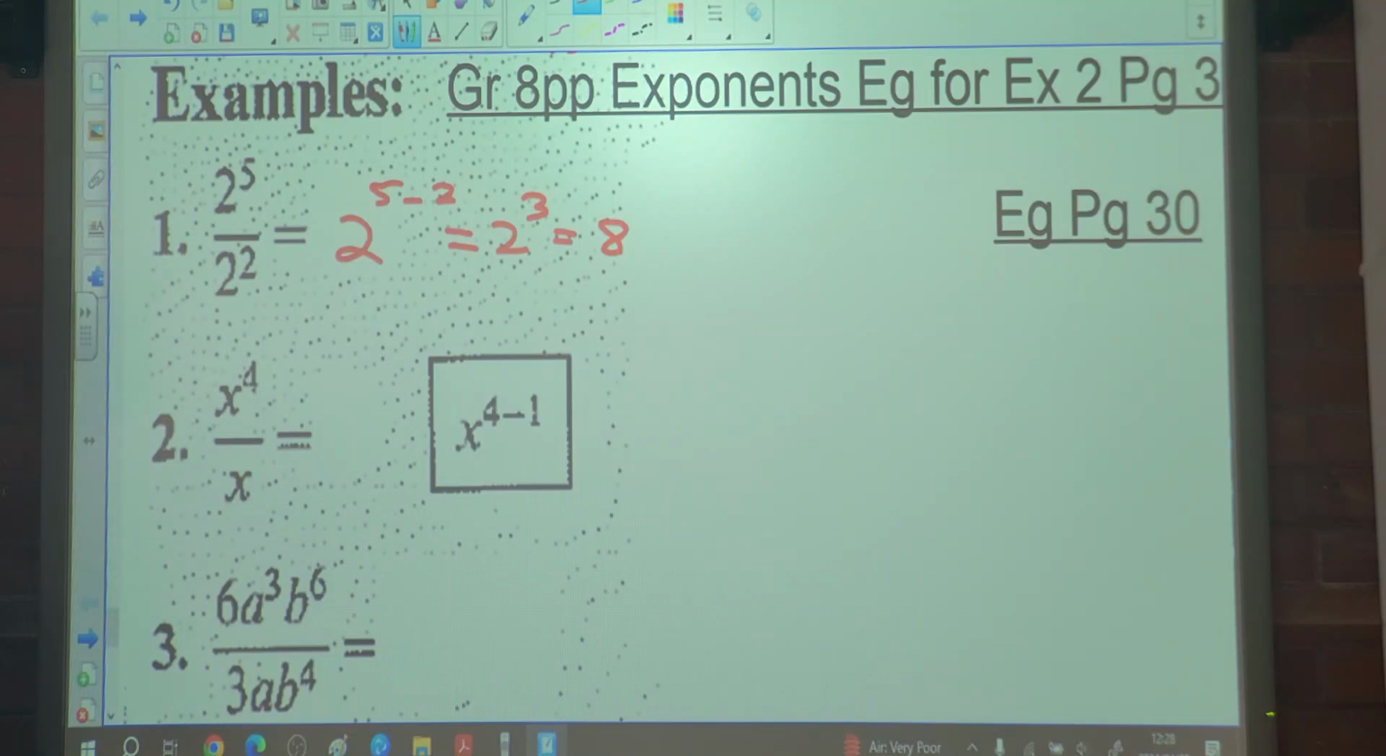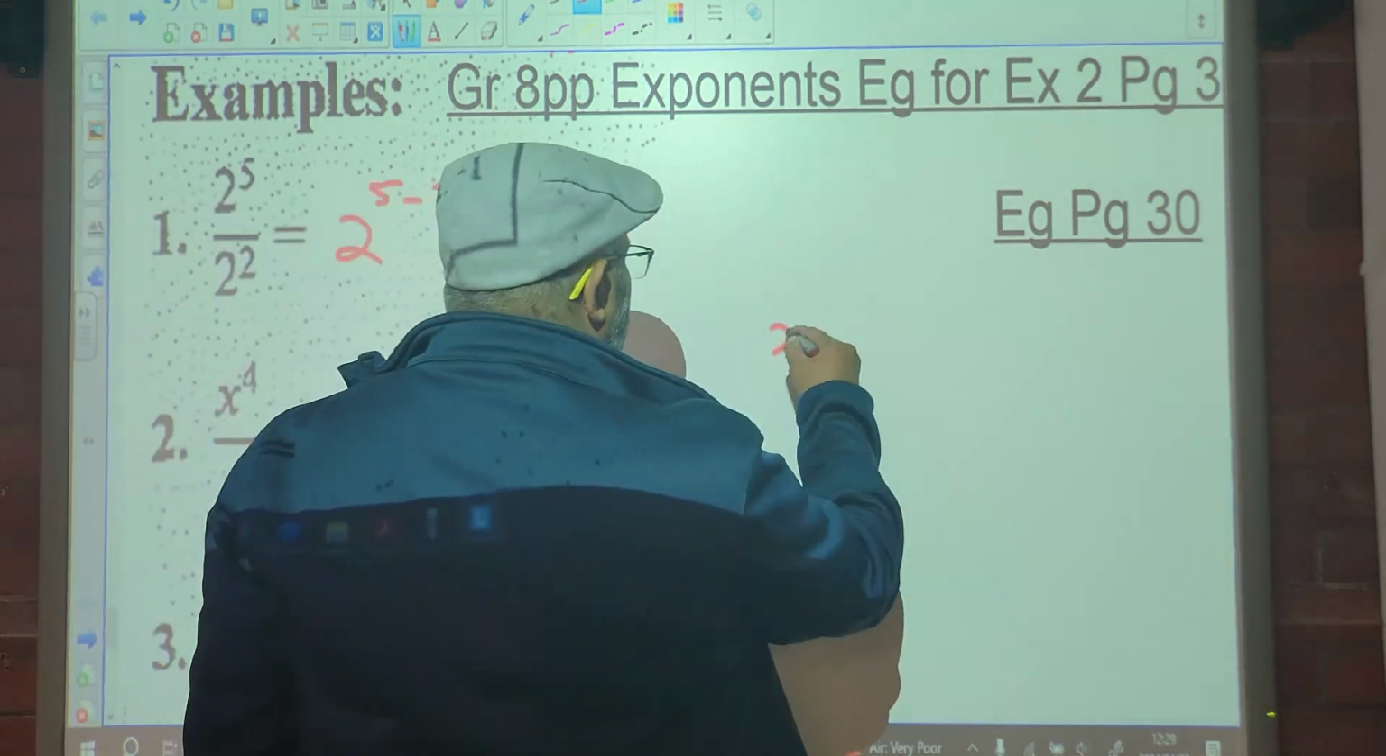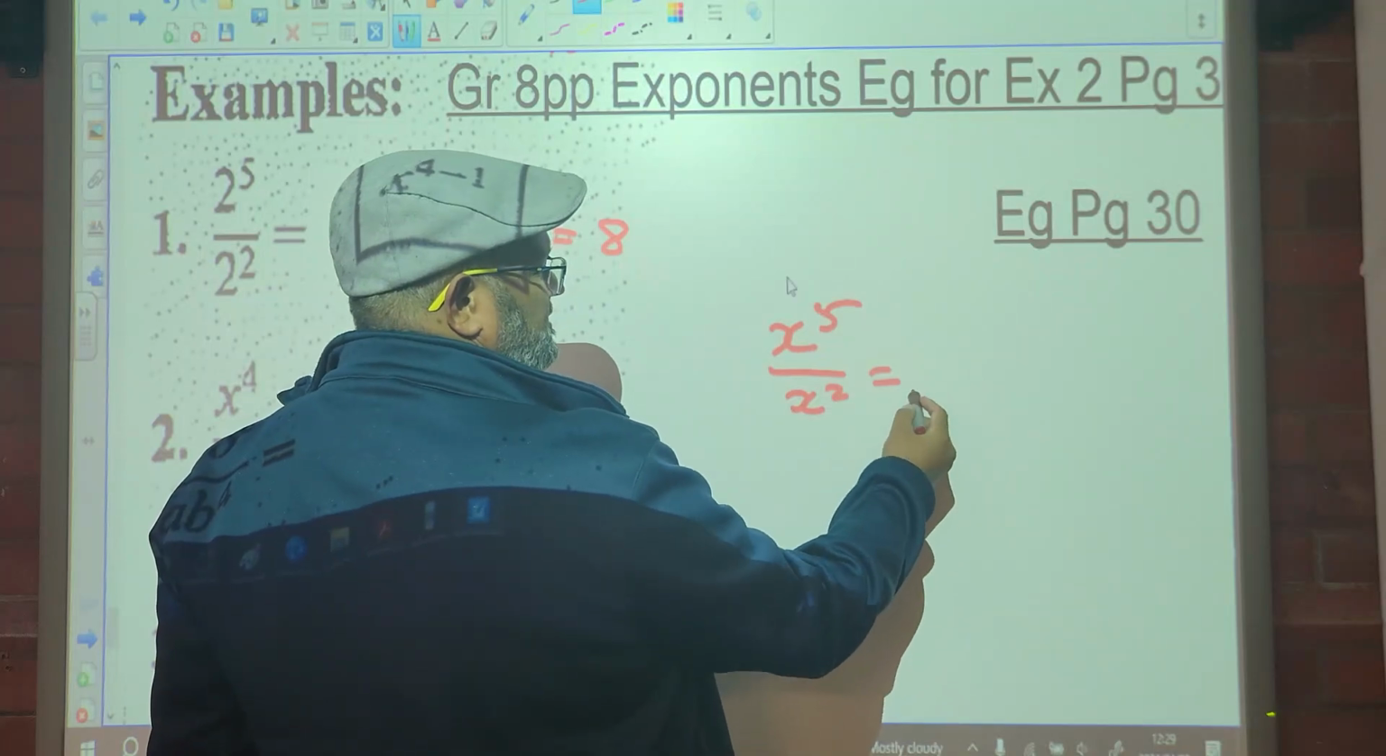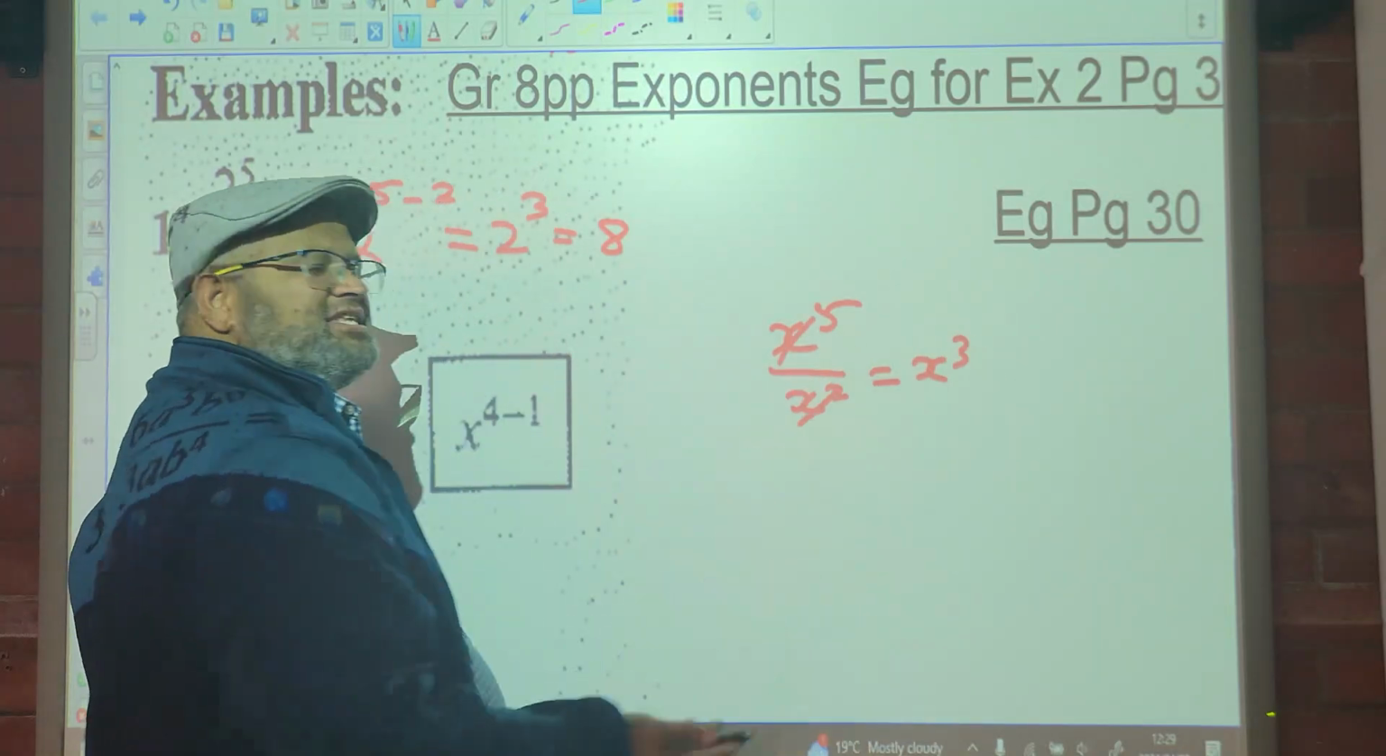Okay, so what don't you understand? Sir, I don't understand. Aren't we supposed to cancel the 2s? But now, if you got x to the 5 over x squared, what did you say this was? x cubed. We didn't cancel the x's there.